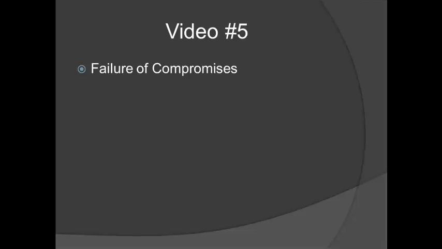We have video number 5 for you, Nationalism and Sectionalism. This one is titled The Failure of Compromises. And it looks like Henry Clay may have failed the nation, Mr. Lawrence. What do you think? Looks like it. Yeah, we'll talk about it.